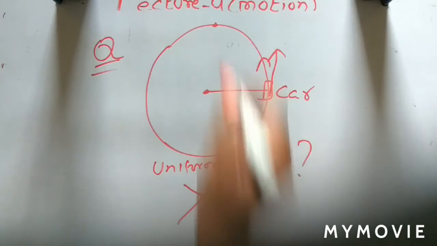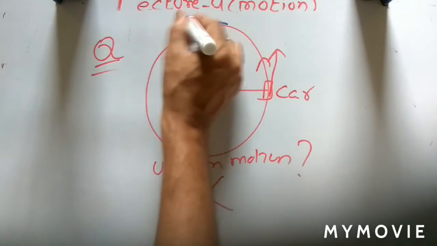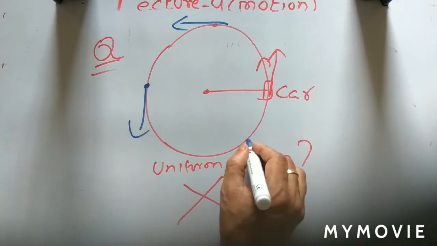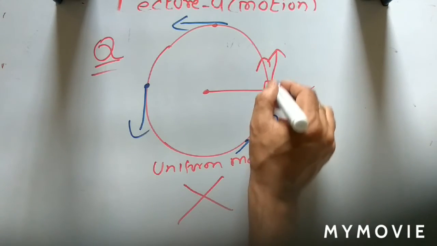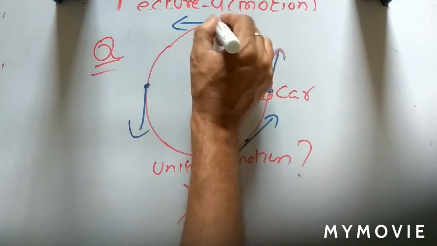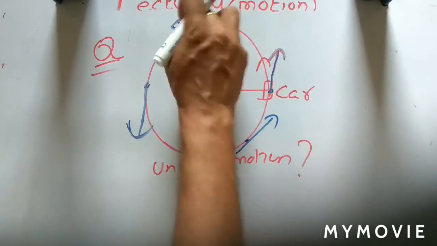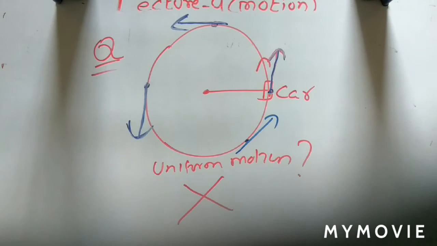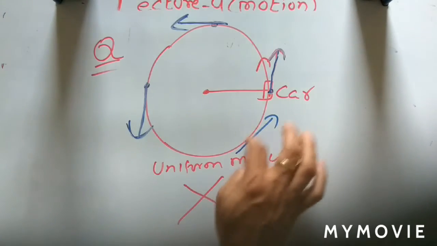Okay, so a question may come. This is a common question that is asked in the exam every time. Suppose a car is moving uniformly on a circular track. Is it called uniform motion? Definitely the answer is no. Why no?